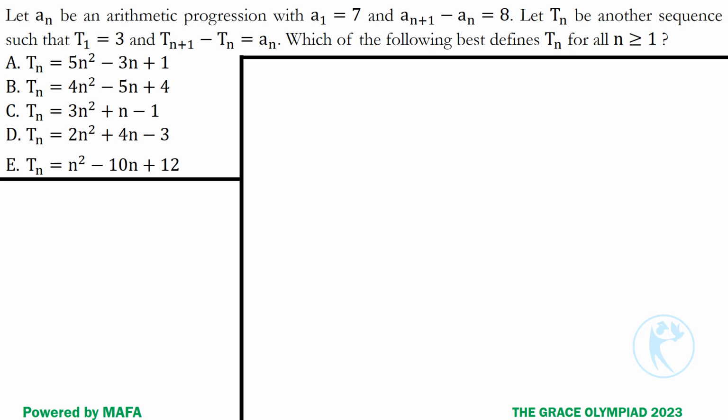Let a of n be an arithmetic progression with a1 equal to 7 and a(n+1) minus a(n) equal to 8. Let t of n be another sequence such that t1 is equal to 3 and t(n+1) minus t(n) is equal to a(n). Which of the following best defines t(n) for all n greater or equal to 1? Option A, option B, option C, option D, and option E.